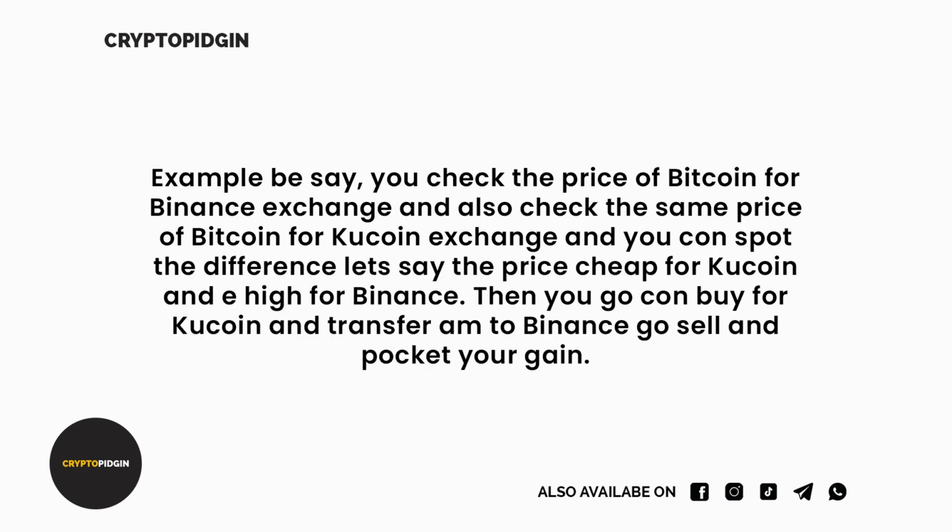Let's say for example now, you check the price of Bitcoin for Binance exchange and you also check the price of Bitcoin for Kucoin exchange, and you come spot say there are differences, the price wey dey Binance and the price wey dey Kucoin dey different. Let's say the price dey cheaper for Kucoin and the price dey high for Binance. So wetin you go do be say you go just buy from Kucoin, transfer am go Binance, go sell, and any gain wey you make you go pocket am. Na wetin crypto arbitrage mean be that. Na to buy from a lower exchange, come sell for higher exchange. So na everything about crypto arbitrage be that.